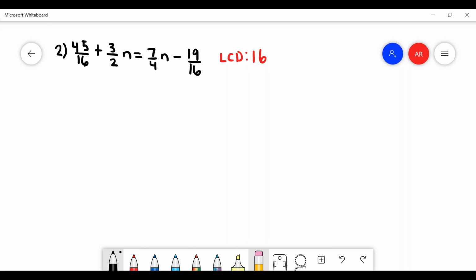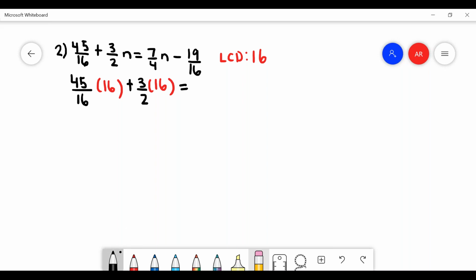So keep in mind what separates terms are plus or minus signs. I'm just going to take a look at the left side of the equation, which is 45 over 16 plus 3 over 2n. We're just going to multiply each term by the LCD 16. We have a plus sign here separating the terms 45 over 16 and 3 over 2n, so we're multiplying both of those by 16. And on the right side of our equation, we have 7 over 4n minus 19 over 16, 7 over 4n being the first term and 19 over 16 being the second term.